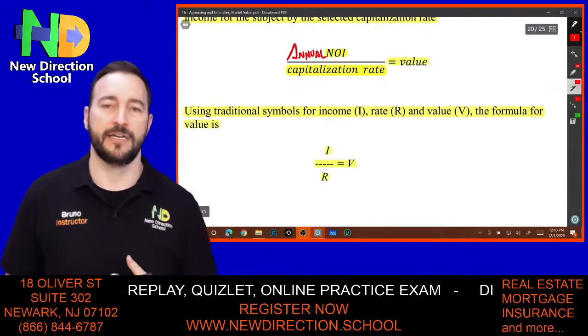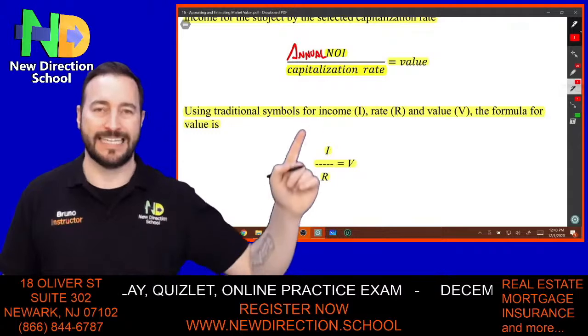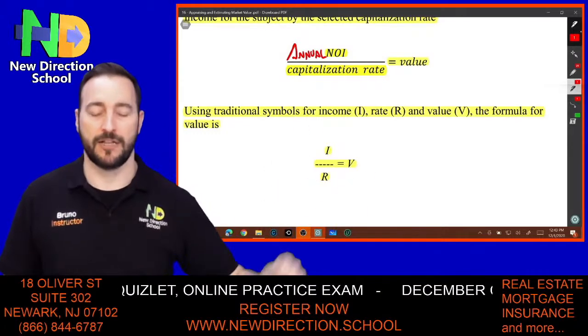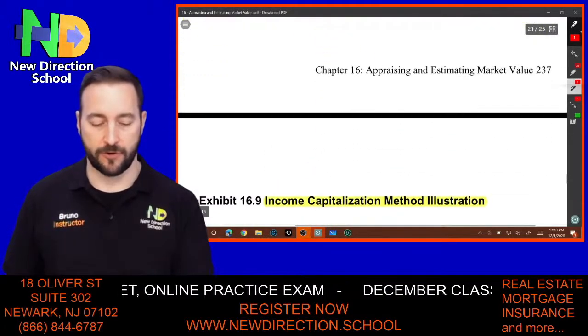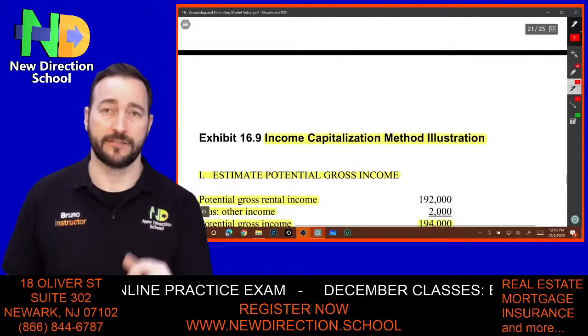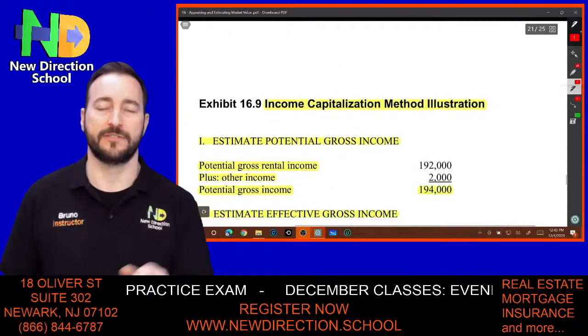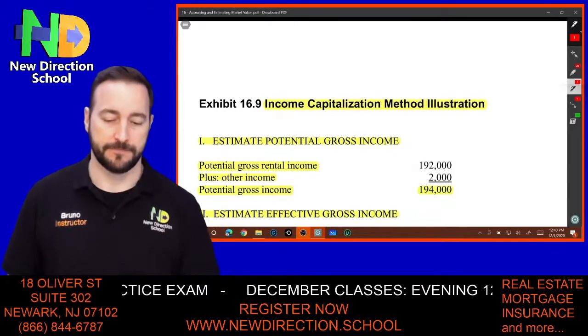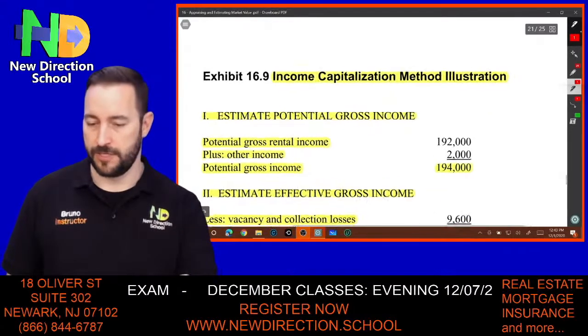So the formula is the IRV formula, which is income divided by rate equals value. And there are variations of the formula, which is value times rate equals income, or income divided by value equals rate. So here's the illustration.